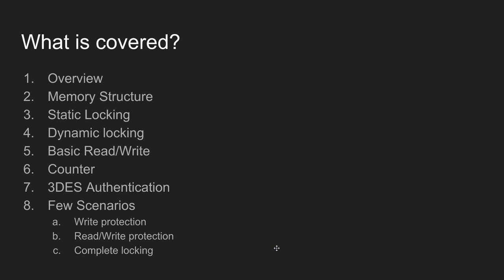In this video, I'm going to cover the following things. First, we are going to look at the general overview of Ultralight C tags. And the most important things are the memory structure, the static locking, the dynamic locking, the basic read and write, the counters, and the 3DES authentication. I'm also going to cover a few scenarios which a developer would like to know. Basically, this is when they finish the project and how to write protect, or read and write protect, and do the complete locking.